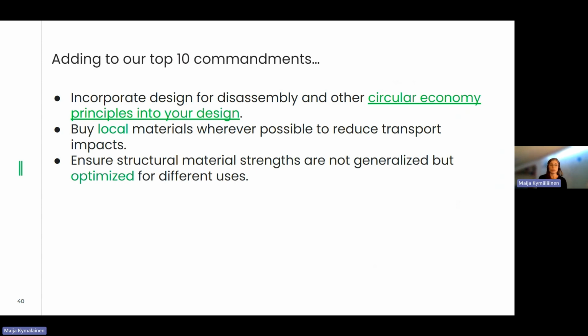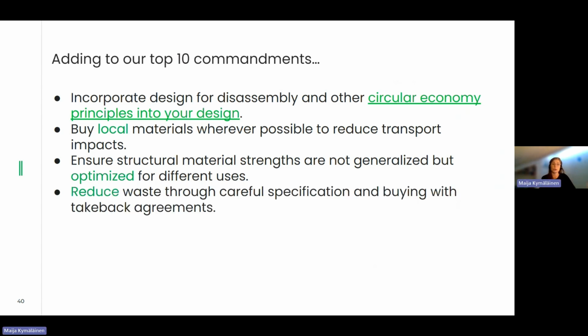It's good to ensure structural material strengths are not generalized, but optimized for different uses, because these kinds of generalized characteristics may usually overestimate. So do make sure that this is designed for the actual location.